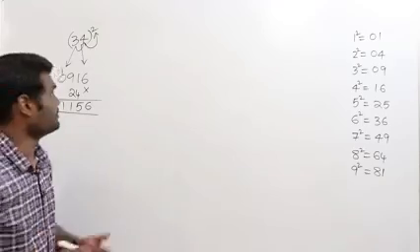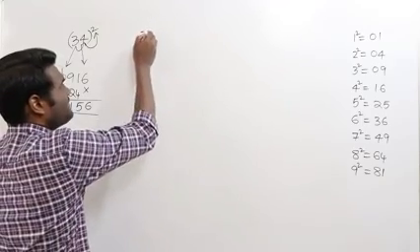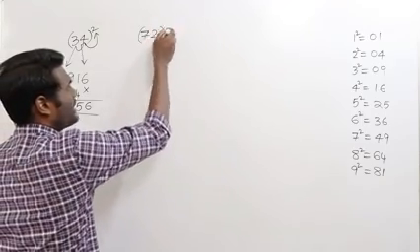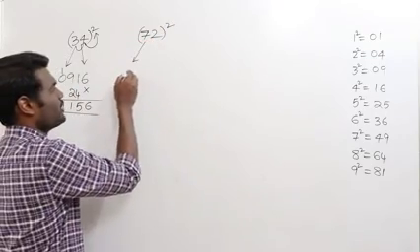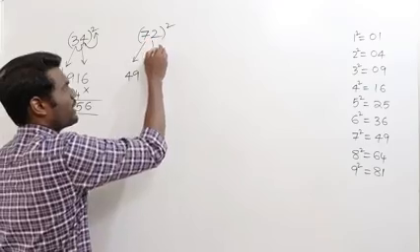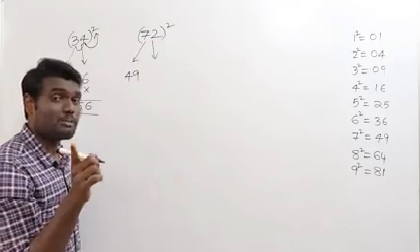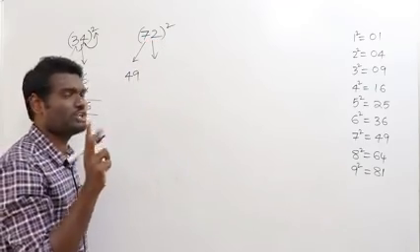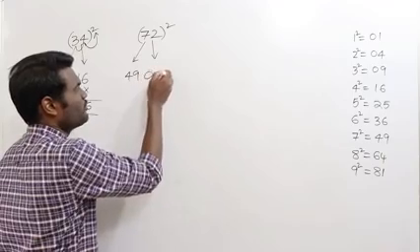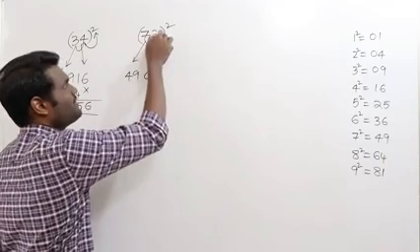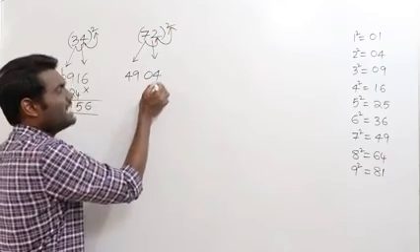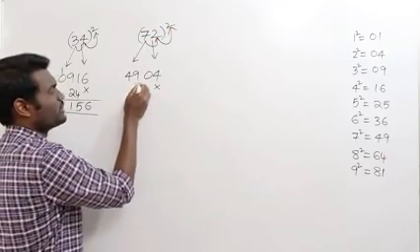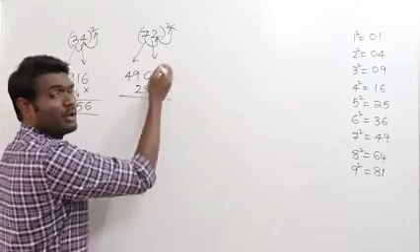Let us look at one more example. Let us take 72 square. Simple. 7 square. What is 7 square? 49. Write 49. 2 square. What is 2 square? 4. But you are supposed to write 0, 4. Why? Because two digits. So write it as 0, 4. Next, multiply. 7 into 2, 14. 14 into 2, 28. Leave units place and write 28.